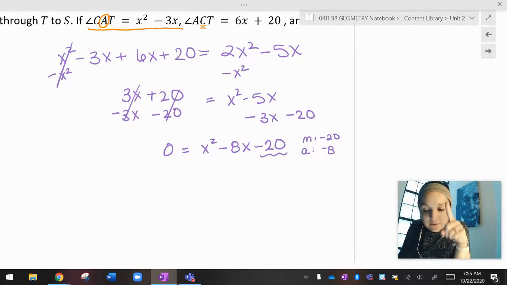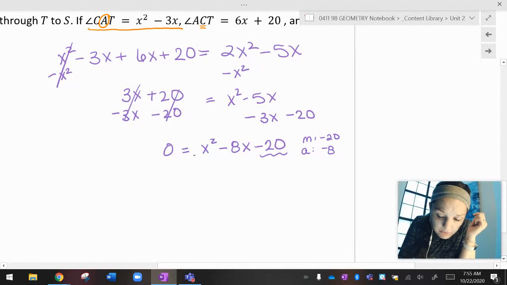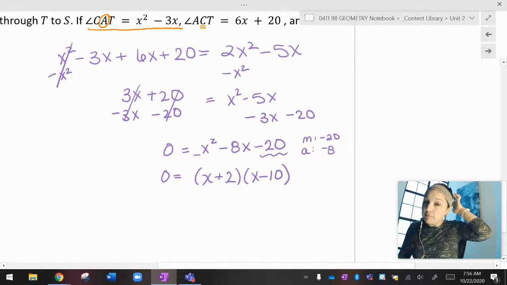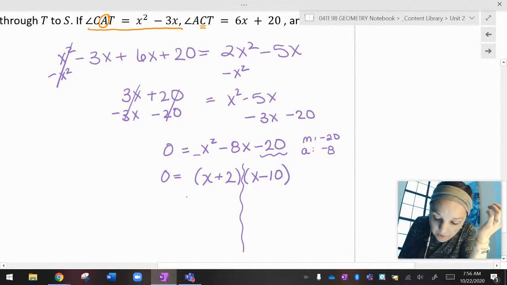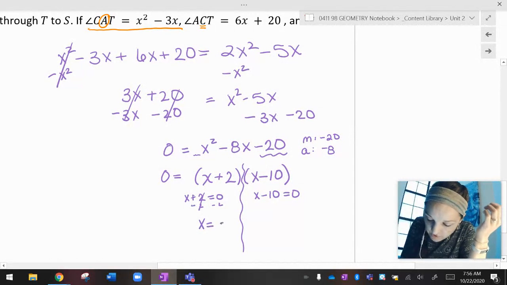If I do a positive 2 and a negative 10, they will multiply to negative 20, and positive 2 minus 10 adds to negative 8. So since this lead coefficient is a 1, those are my factors: positive 2 and negative 10. And then once you have those two, you set them both equal to 0. x plus 2 equals 0, x minus 10 equals 0. Minus 2, x equals negative 2. Plus 10, x equals positive 10.